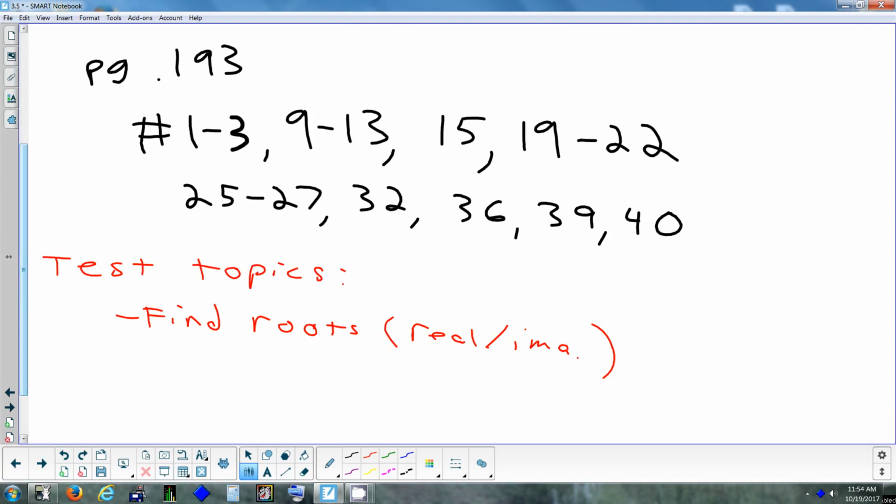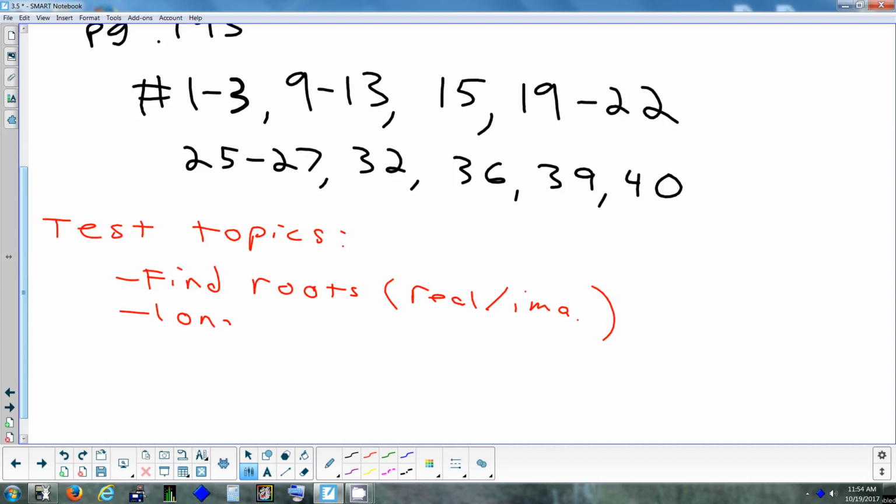You also want to know how to do long division. So, long division. Synthetic division. What else? How to find the remainder quickly. So we talked about the remainder theorem.